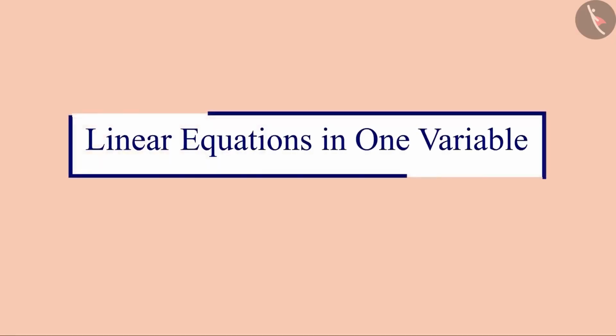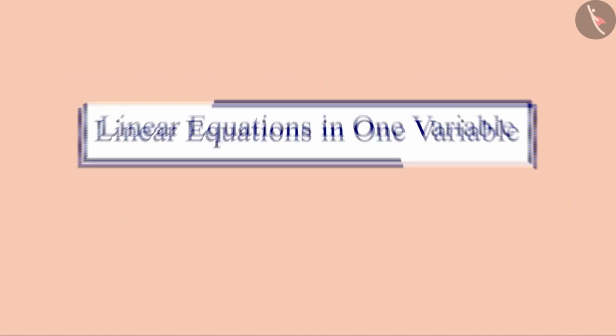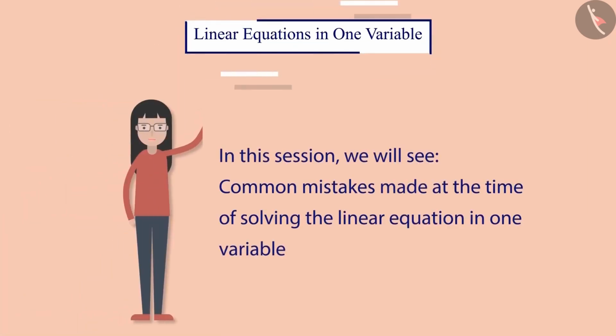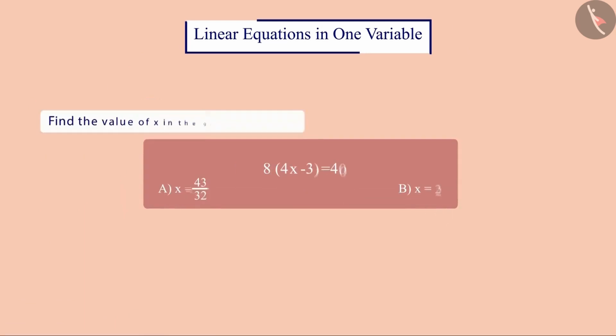In our previous session, we saw how to solve linear equations with one variable. Friends, in this session, we will take a look at some common mistakes related to this concept. Suppose this equation is given to us, and we have to find the value of x. The options given to us are as displayed. What do you think is the right answer?